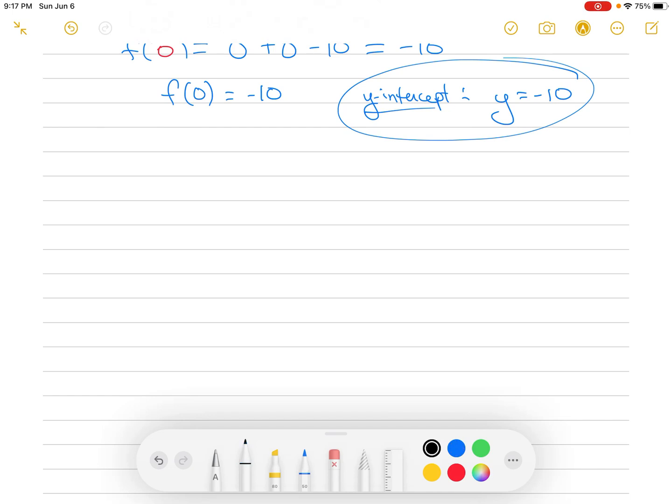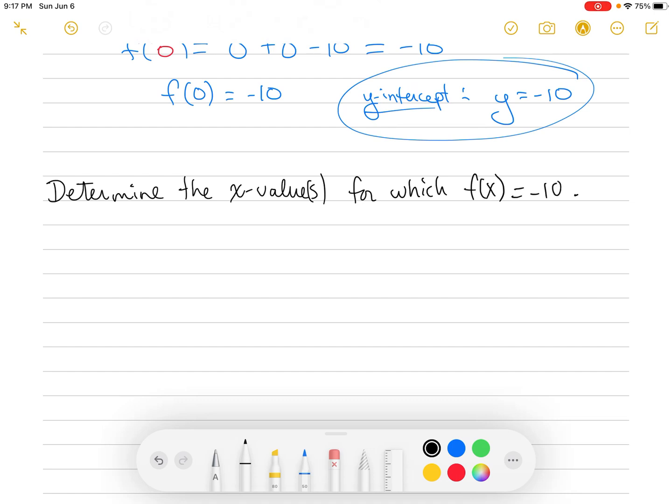Let's do one more thing with this same function. Using the same function, determine the x values for which this function achieves a y value of negative 10. In other words, determine the x values for which f of x equals negative 10. So f of x is the y value. So when is the y value negative 10? That's what we're asking. When is the y value negative 10?